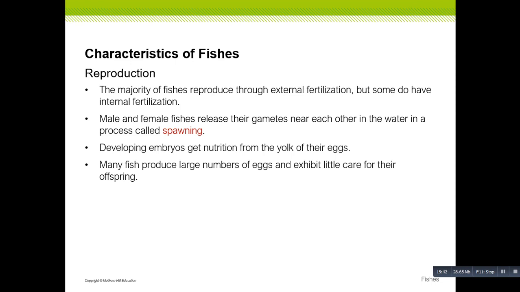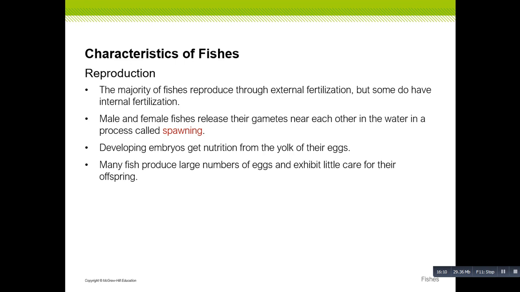Now, when the gametes meet in the water during spawning, those developing embryos will get nutrition from the yolks of their eggs, so they don't really need any parental care. In fact, many fish produce a really large number of eggs and exhibit very little care for their offspring once they have released their gametes.